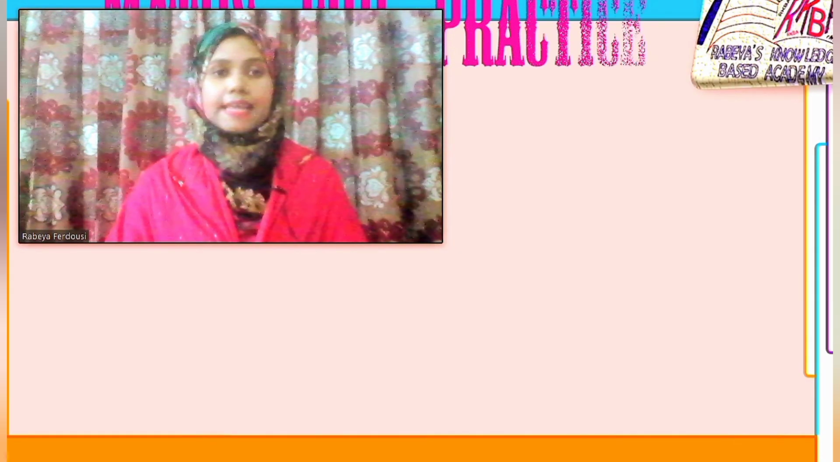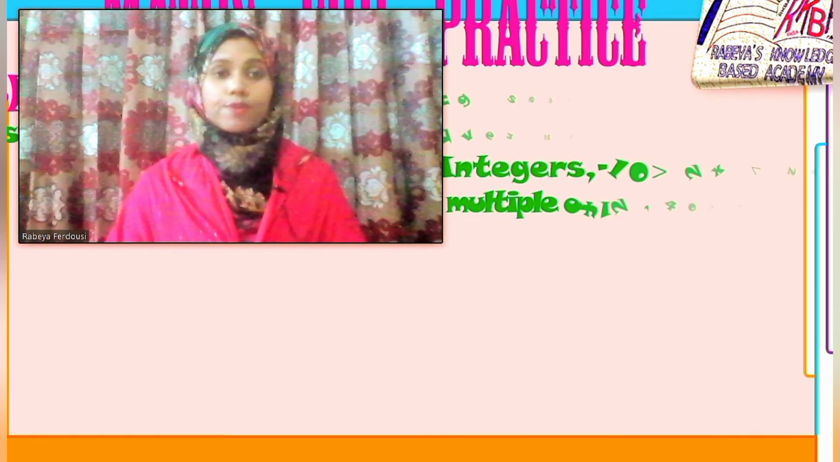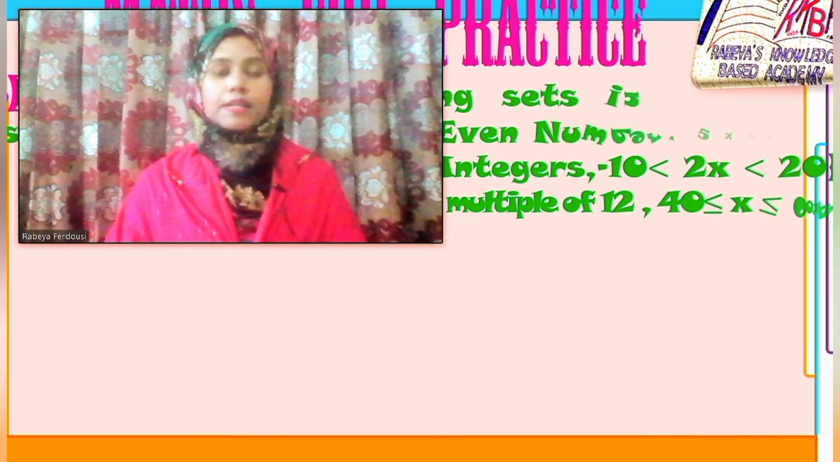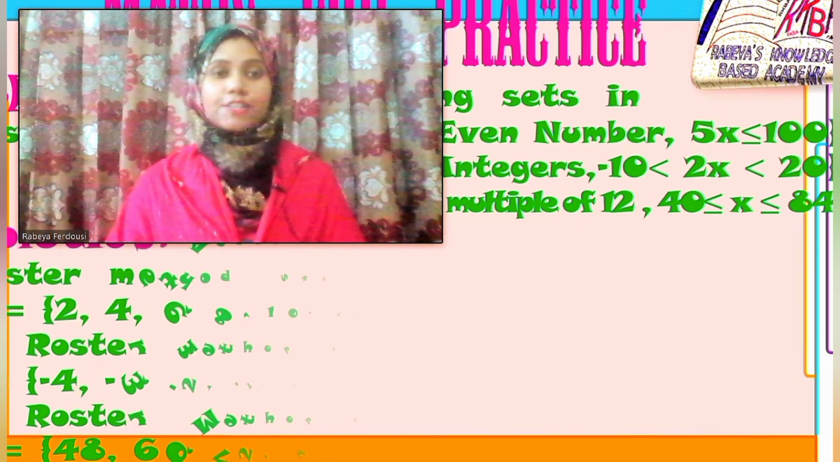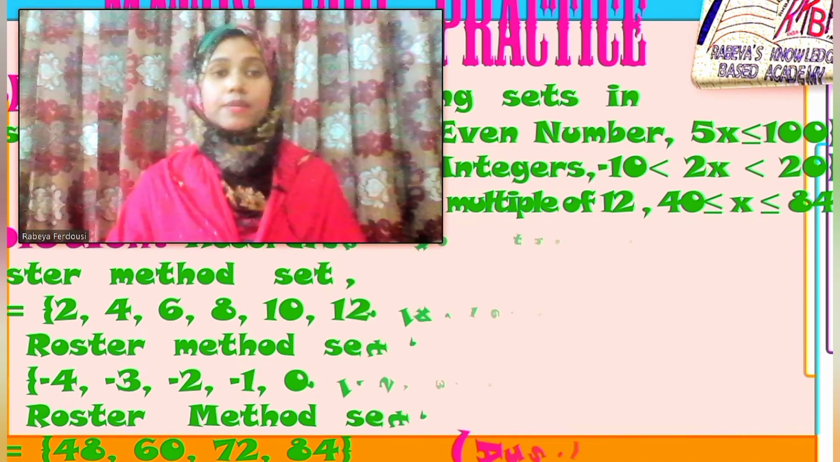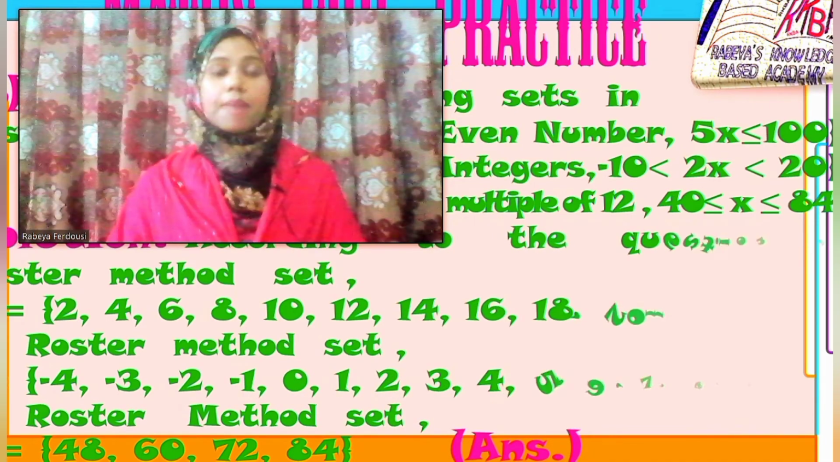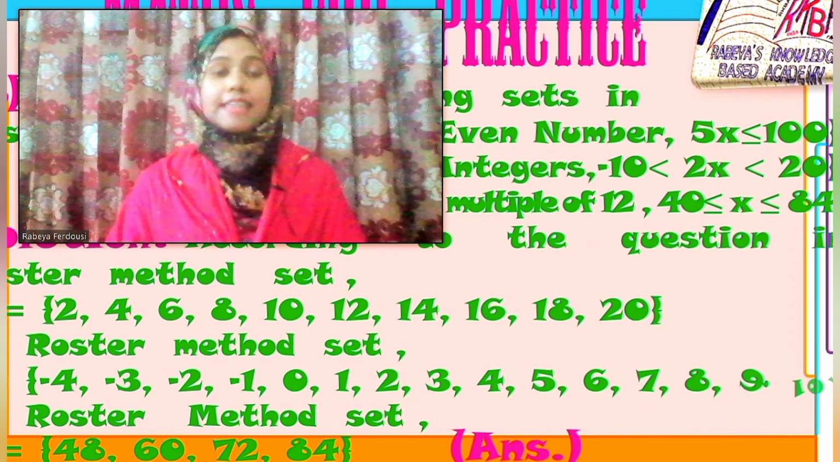Number 3, the question is, express the following sets in roster method. Set A equals x such that x belongs to even numbers and 5x is less than or equal to 100. Set B equals x such that x belongs to integers and twice x is greater than minus 10, less than 20. And set C equals x such that x is a multiple of 12 and x is greater than or equal to 40, less than or equal to 84.